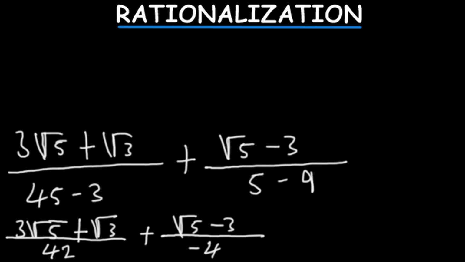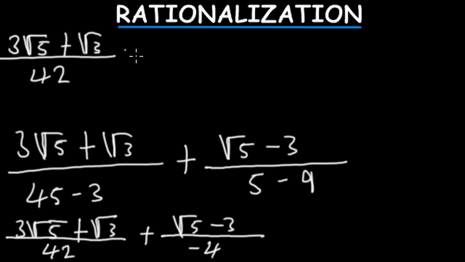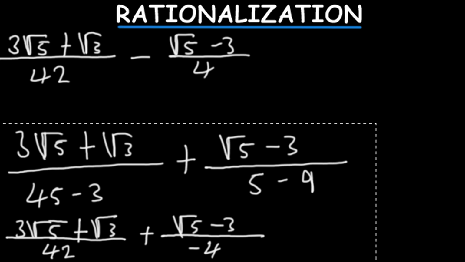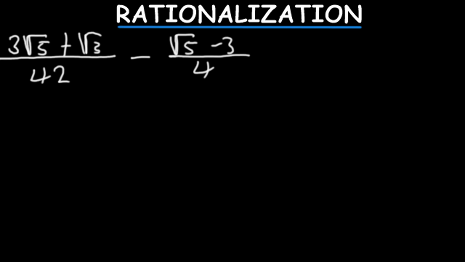All right. So let's rewrite it. Okay. So it means we are going to have 3 root 5 plus root 3 all divided by 42 minus root 5 minus 3 all divided by 4. So the next thing we need to consider doing is to find the LCM. Let me create a little more space. So let's try to find the LCM. We need a number that 42 can go into, and at the same time 4 can go. So let's make use of 84. So we are using 84 as LCM.